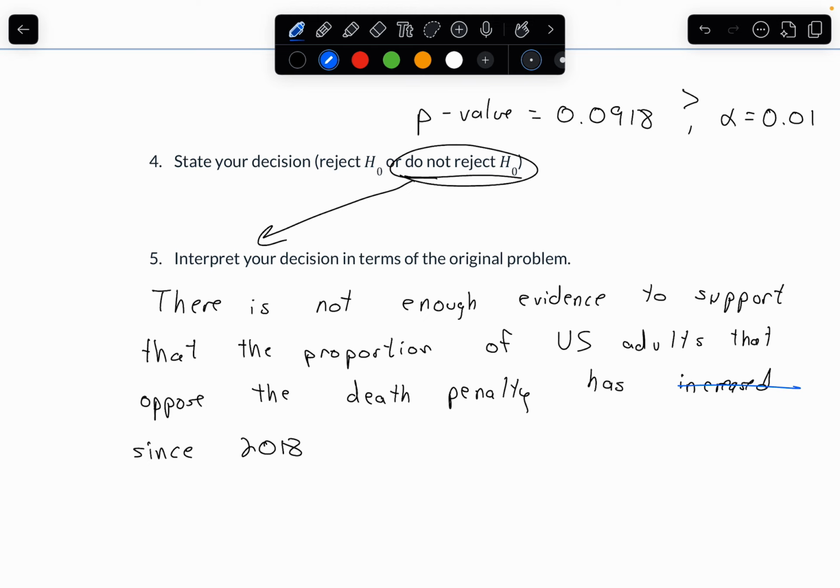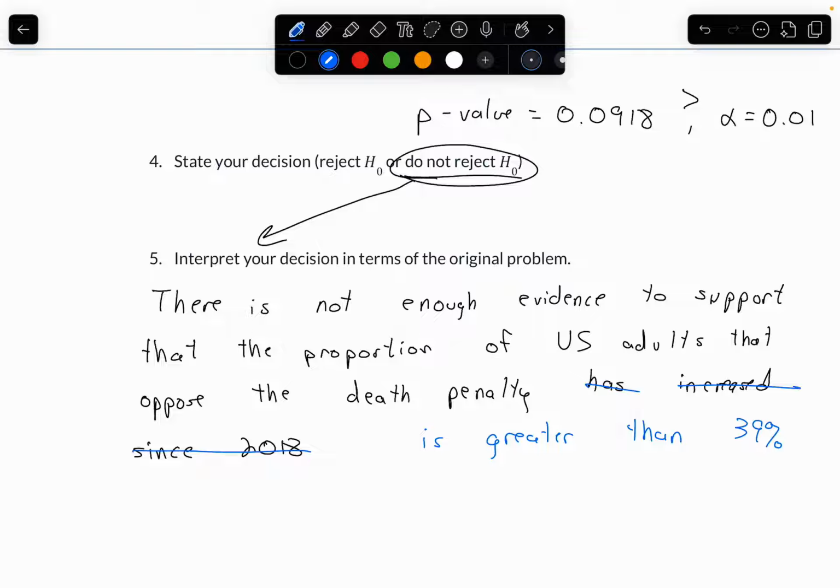You could say that the proportion of U.S. adults that oppose the death penalty is greater than 39% or something like that. There's a lot of different ways that you could phrase that. If you have questions about your specific interpretation, you can always shoot me an email and ask me about that. But that's roughly what it looks like.